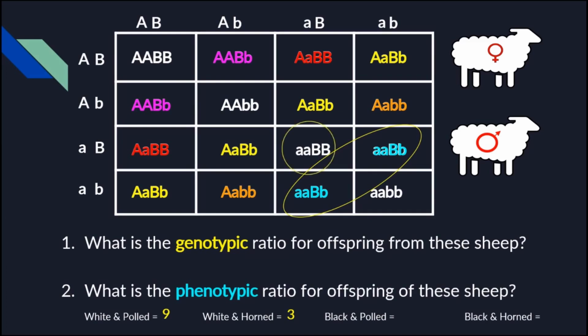And then last but not least, we have a pure homozygous recessive sheep for both traits, and that would be black and horned. So all little a's, all little b's. And you know what? I only see 1 of those here. So there you go. Our phenotypic ratio would be 9:3:3:1. Whereas for our genotypic ratio, you can use the colors on the screen to help you determine that genotypic ratio.